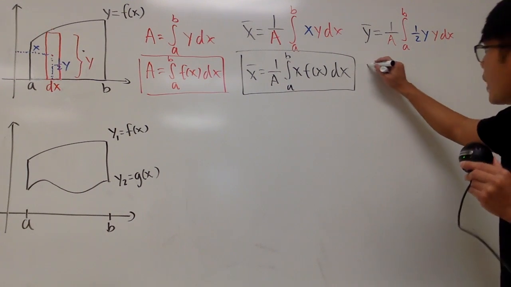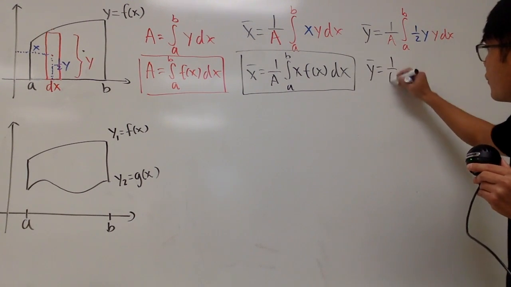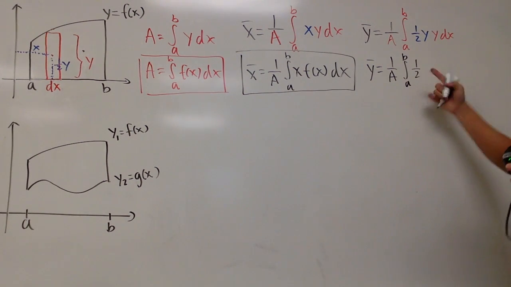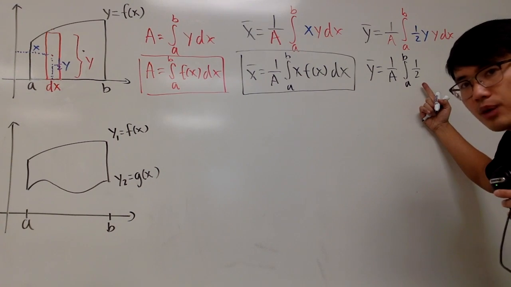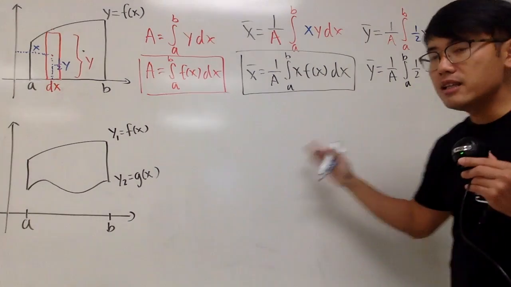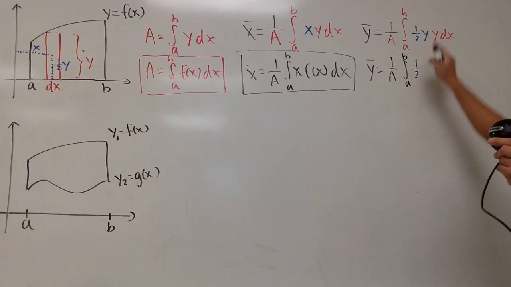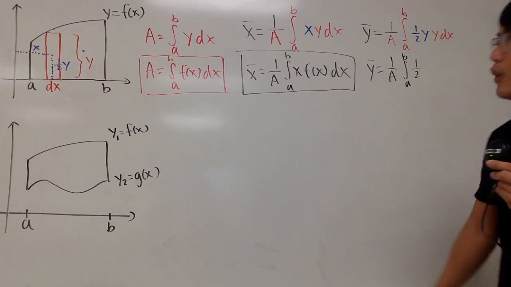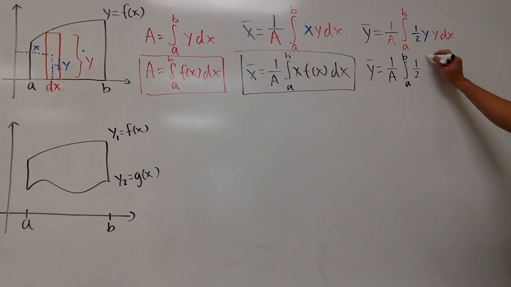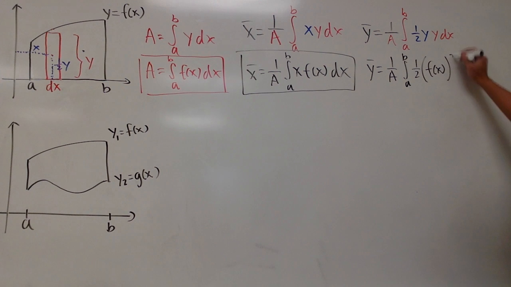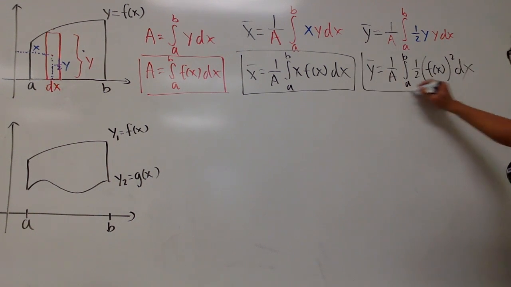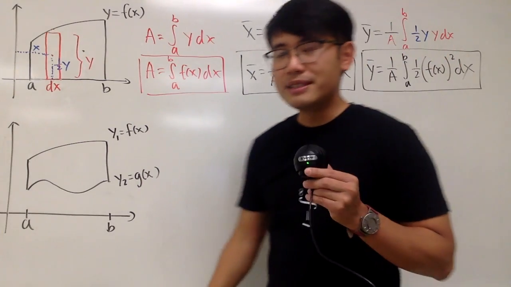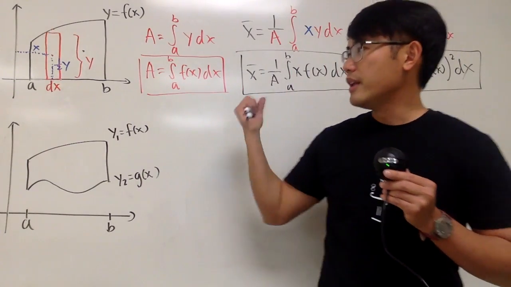Now, y bar is equal to 1/A integral a to b, 1/2. Usually people put the 1/2 inside of the integral because we want to keep the 1/A on the outside, just like this. Y times y is of course y squared, but again y is not invited in the x world, so we just put f of x right here. Therefore we get parentheses f of x squared dx. And ladies and gentlemen, this right here is the y bar formula. Distance times the area. That's pretty much the idea that you can remember right here.